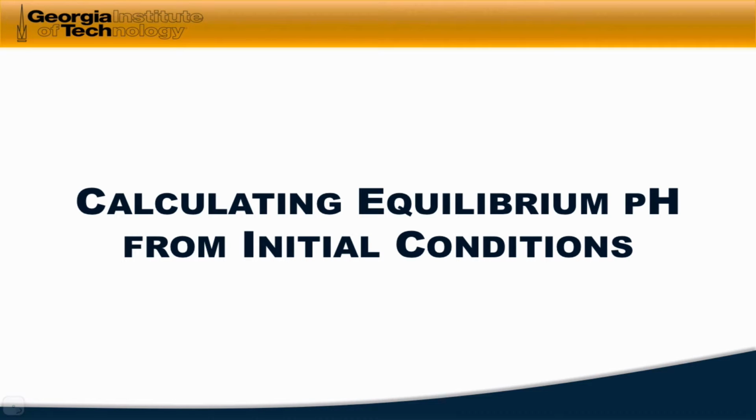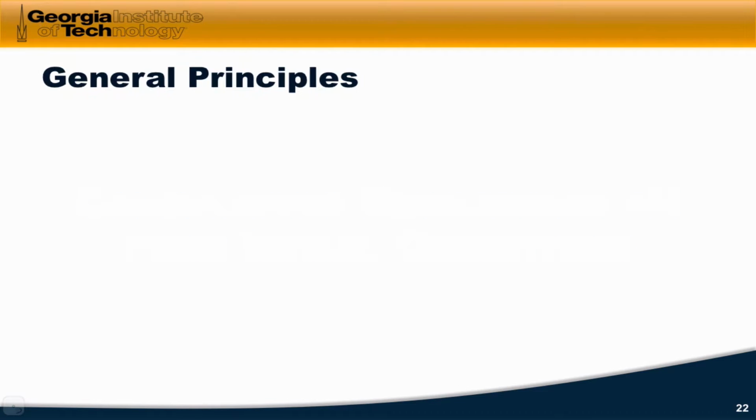Now let's address the question of how to calculate an equilibrium pH value from initial conditions, namely from an initial amount of acid or base that we'd like to dissolve in some volume of water. So what are some general principles of calculations of this type?